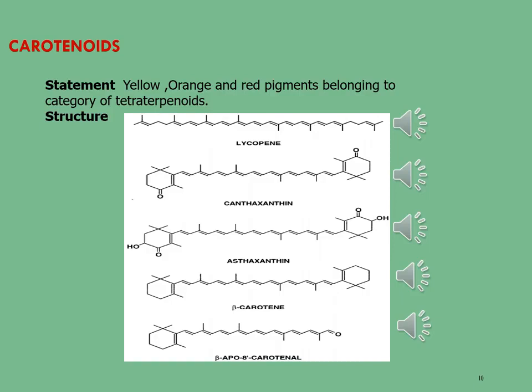The first molecule is lycopene. Lycopene is a bright red carotenoid hydrocarbon found in tomatoes and other red fruits and vegetables such as red carrots, watermelons, grapefruits and papayas, but it is not present in strawberries and cherries.